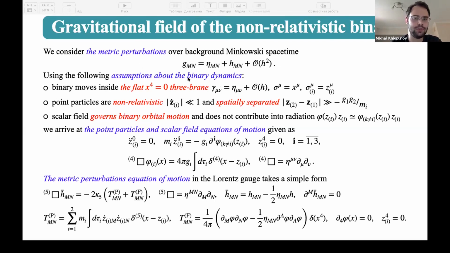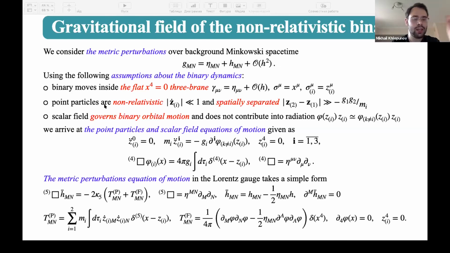We assume that our flat free brane is placed in the x4 equals 0 plane, and the coordinates on the brane are aligned with the bulk coordinates. Also, we assume that particles are non-relativistic and are spatially separated enough, so we can neglect the shift of the masses of point particles by the scalar field.